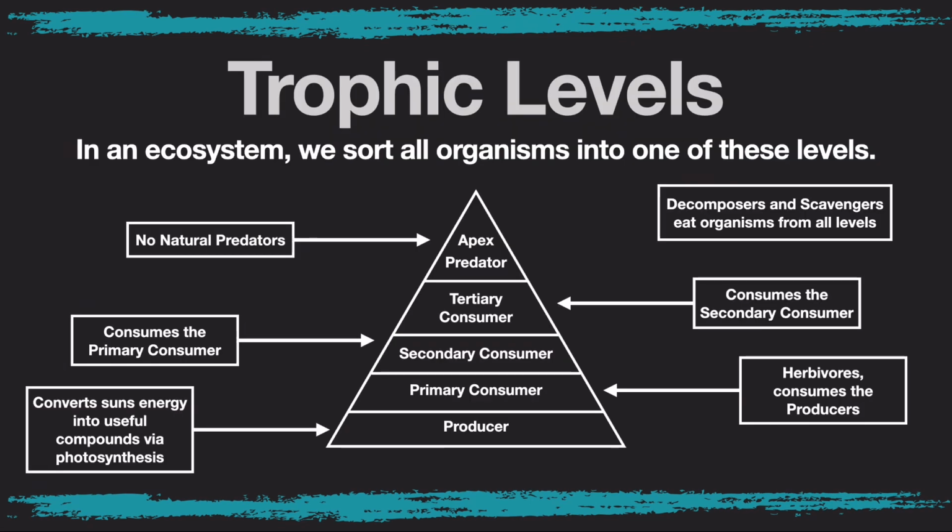Trophic levels. In an ecosystem, we sort all organisms into one of these levels, them being producer, primary consumer, secondary consumer, tertiary consumer, and apex predator. The producer converts the sun's energy into useful compounds via photosynthesis. The primary consumer, which are usually herbivores, consume the producers. The secondary consumer consumes the primary consumer, and so on until we get to the apex predator that has no natural predators. The decomposers and scavengers eat organisms from all levels and break them down.